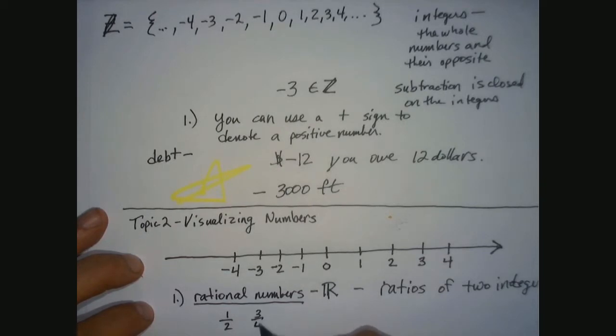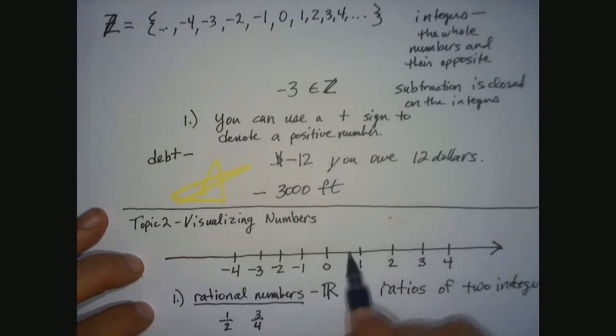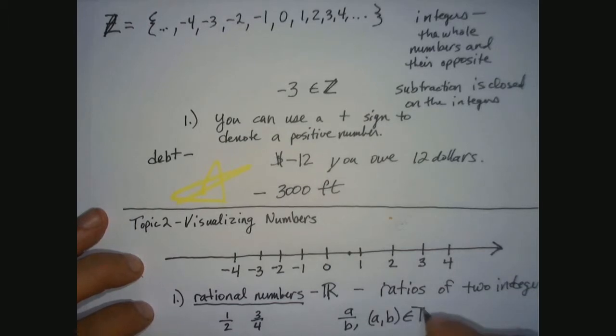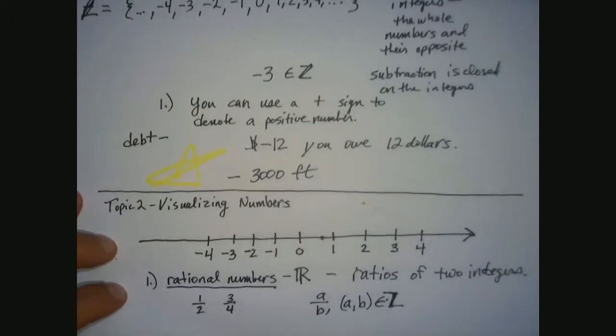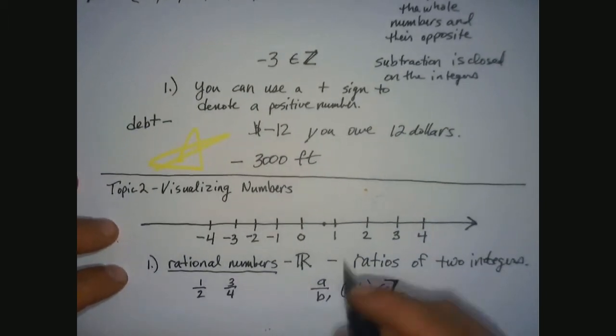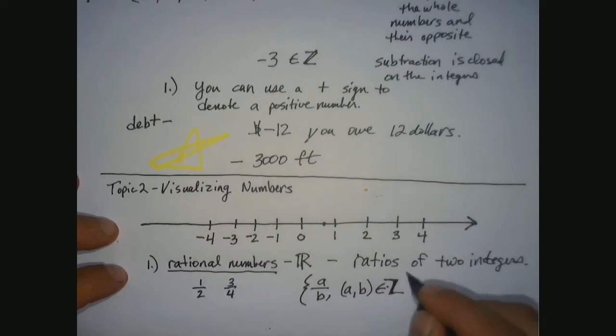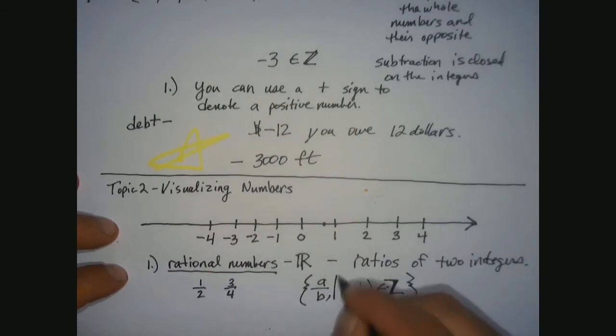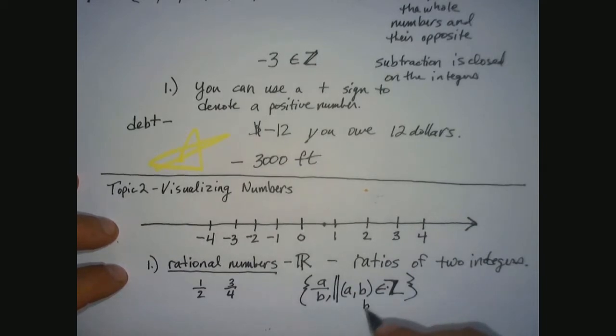3/4 is 3/4 of the way between 0 and 1. So rational numbers are written A divided by B, where A and B are integers. And then you could formally put this in set notation. Uh-oh, there's one exception though. B can't be 0.